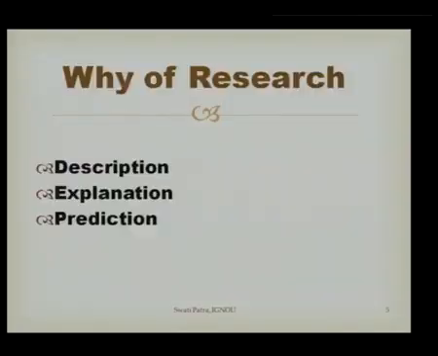Okay. Now, the next aspect is the why of research. When we talk about why we do research, this focuses mainly on three aspects. One is description, explanation, and then prediction. Description, as you are aware, focuses on describing a particular phenomenon. For example, what is the prevalence of depression among adolescents. Okay. So this will describe the prevalence of depression among adolescents.